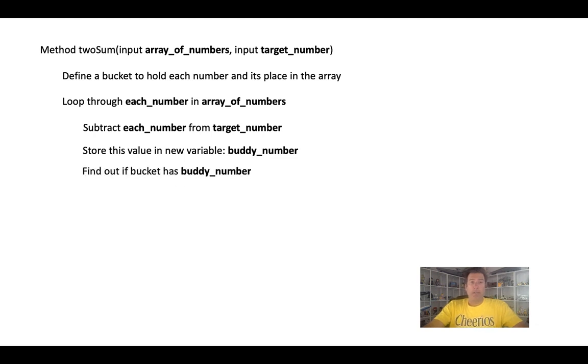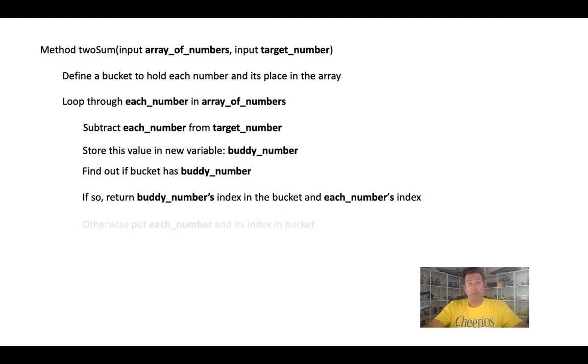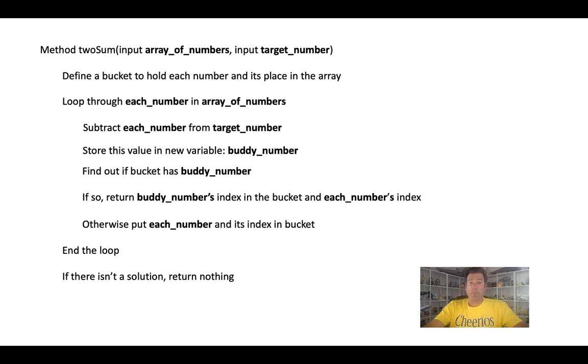Now we need to find out if this bucket has that buddy number. If so, we return the buddy number's index as well as the current value of each number's index, and we're done. Otherwise, we need to put each number and its index in the bucket for future use. Then we end the loop, and if there isn't a solution, we return nothing, and then we end the method.